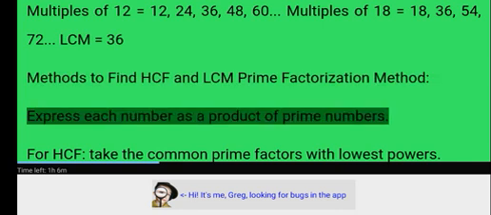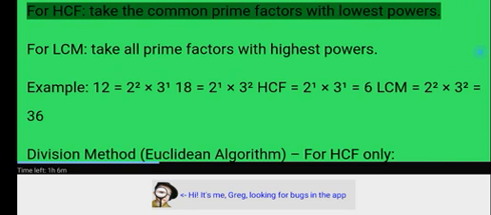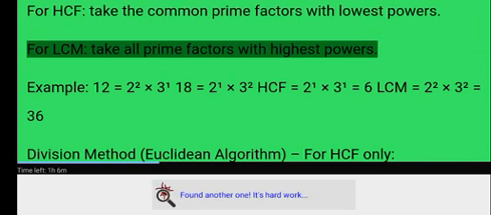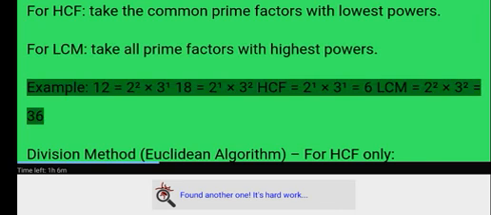Methods to find HCF and LCM: prime factorization method. Express each number as a product of prime numbers. For HCF, take the common prime factors with lowest powers. For LCM, take all prime factors with highest powers. Example: 12 equals 2 squared times 3, 18 equals 2 times 3 squared. HCF equals 2 times 3 equals 6. LCM equals 2 squared times 3 squared equals 36.